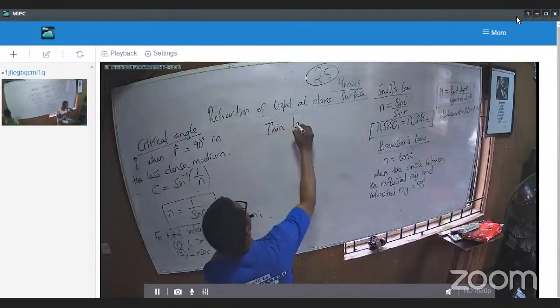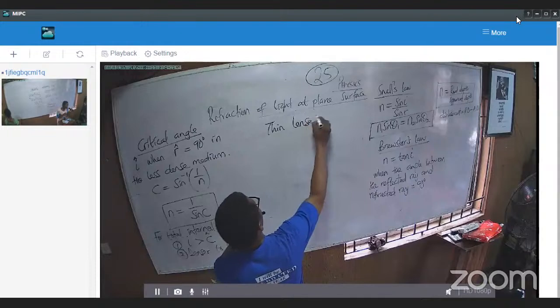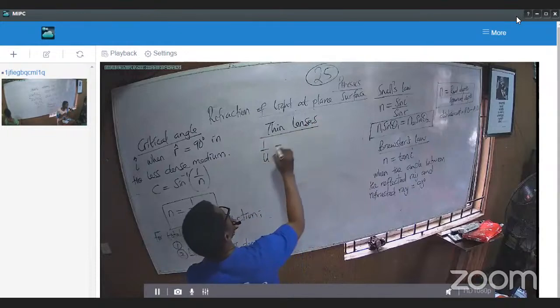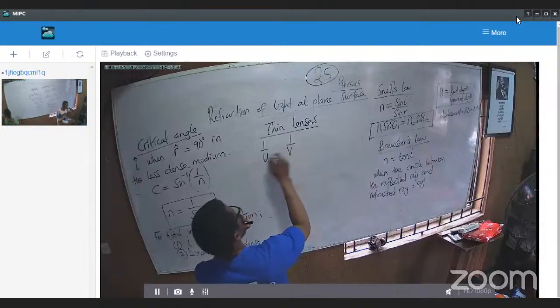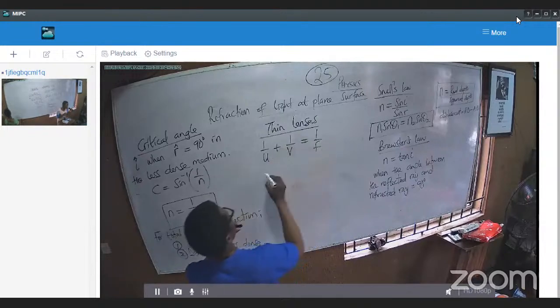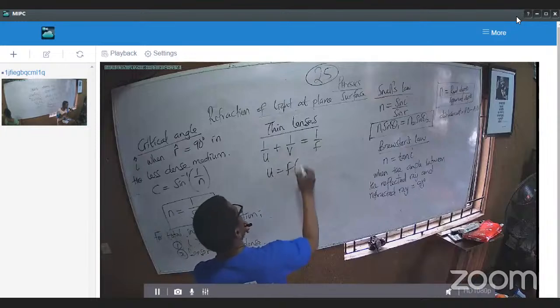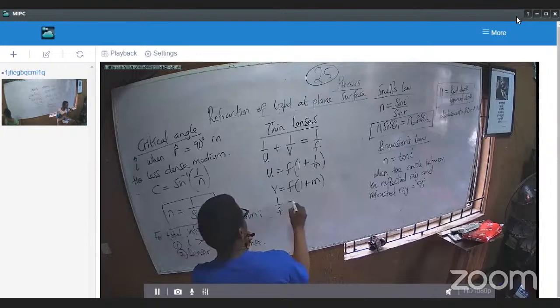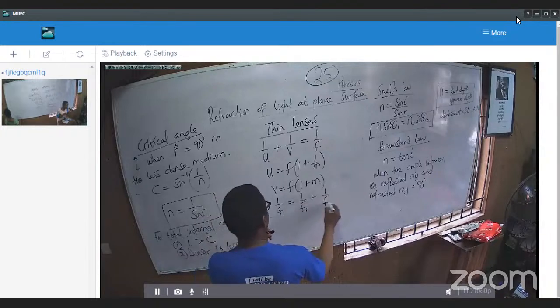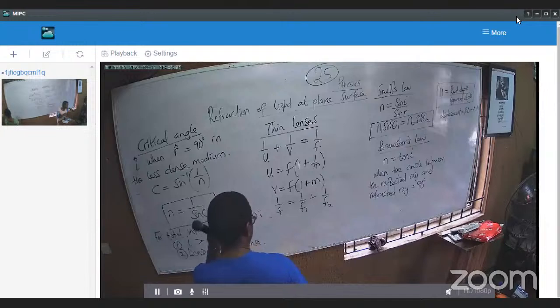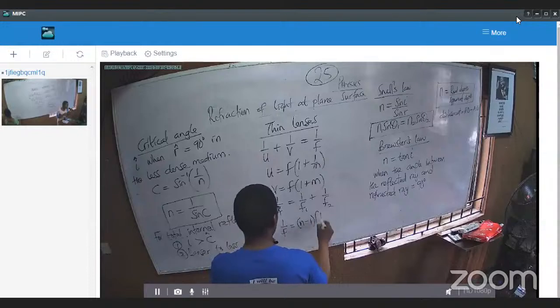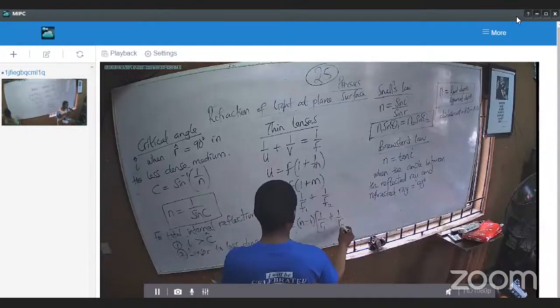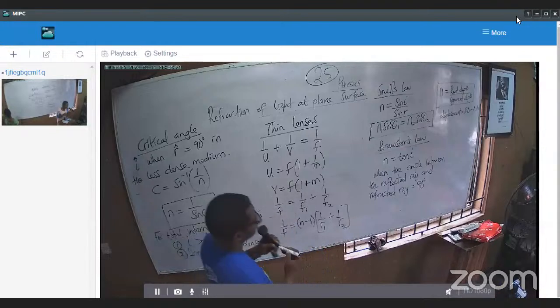Then thin lenses, the same thing you learned in mirrors, we also learn in lenses. 1 over U plus 1 over V is 1 over F. And then we know that U is F times (1 plus 1 over M), and V is F times (1 plus M). Then 1 over F is 1 over F1 plus 1 over F2. Then 1 over F is (N minus 1) times (1 over R1 plus 1 over R2). This is called the lens maker equation.